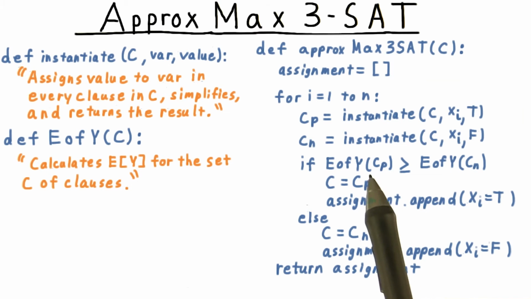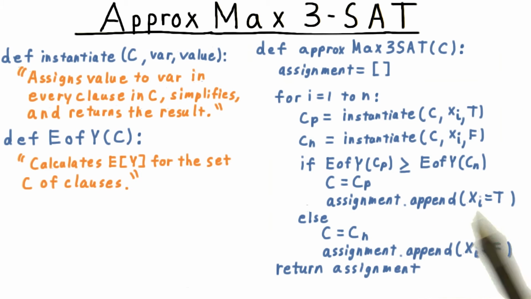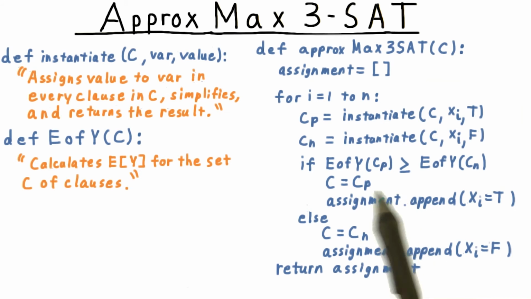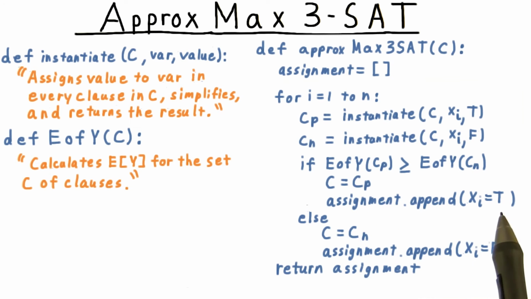That is the one where the expected number of satisfied clauses is greater, assuming that the remaining variables are set at random. Note that we're using our knowledge of how a random assignment would behave here, but we actually aren't using any randomization. Having picked the better way of assigning the variable xi, we update the set of clauses and record our assignment of the variable xi.